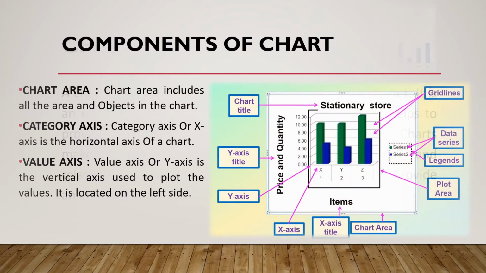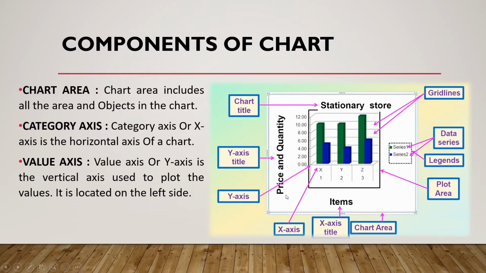So let's continue with the components of a chart. So what are the components? Component means how exactly the chart is made, and we have different things here as you can see in the diagram. What is chart title, y-axis, x-axis and all these things. So let's understand them one by one. Chart area, what is it? It is something that includes all the area and objects in the chart. Whatever we are able to see, that all comes in the chart area.